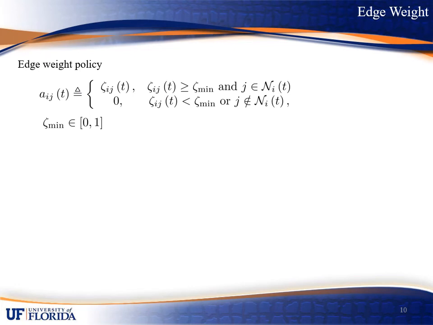Note that the edge weight from agent j to agent i is set equal to the reputation value that agent i has for agent j, provided the reputation is above a user-defined threshold denoted by zeta min, and agent j is a neighbor of agent i. Otherwise, the edge weight is set equal to 0, which occurs when the reputation is below the user-defined threshold or agent j is not a neighbor of agent i. Note that the threshold, again denoted by zeta min, is selected within the interval [0, 1].